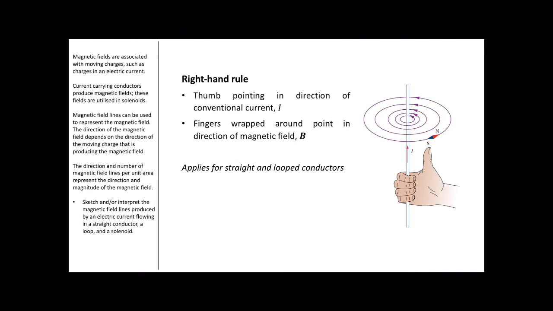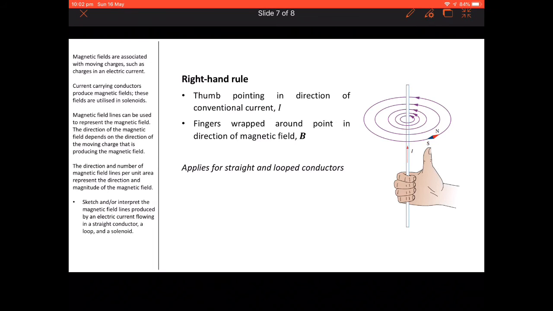this is the rule that you use to work out which direction the magnetic field is in. This is the right-hand rule, and the way that you use it is you point your thumb in the direction of the current along a wire, and the way that your fingers would wrap around the wire indicates the direction of the magnetic field. You can see in this image here, current is in this direction, so this person's thumb is in that direction, and the way that their hand is gripping the wire is the direction that the magnetic field is in. This applies for straight and looped conductors.